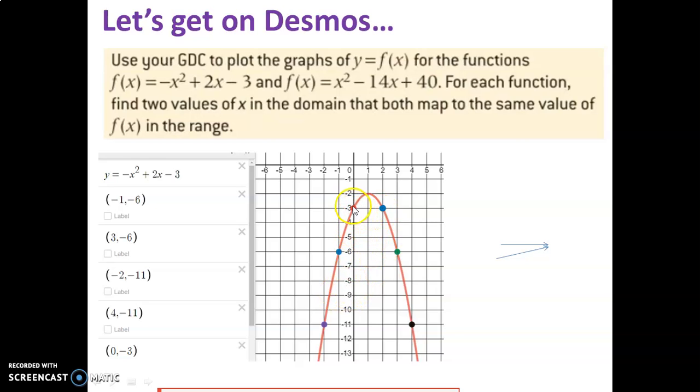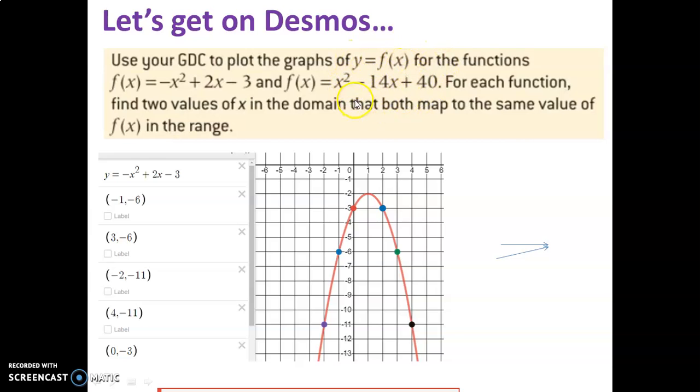So like here at x = 0 and x = 2, we have the same y value of -3. Or at x = -1 and x = 3, we have the same y value of -6. And the third pair of points I have here, when x is -2 or when x is 4, we have a y value of -11. There's always those two x values leading to the same y. Can you think of some pairs for this one here and list them in your answer?